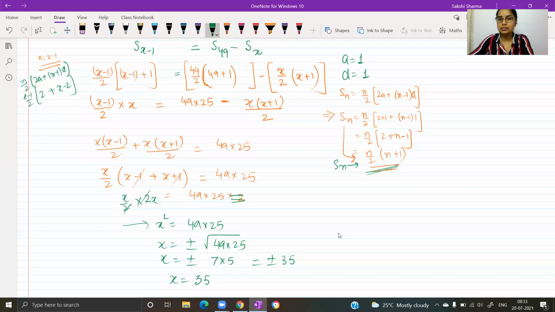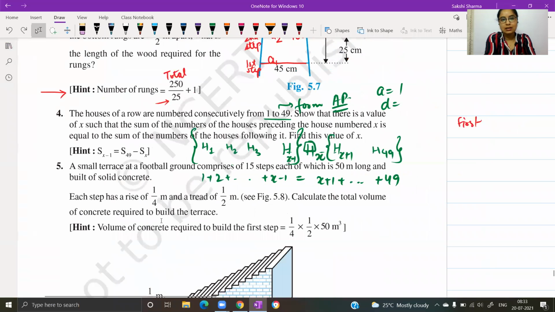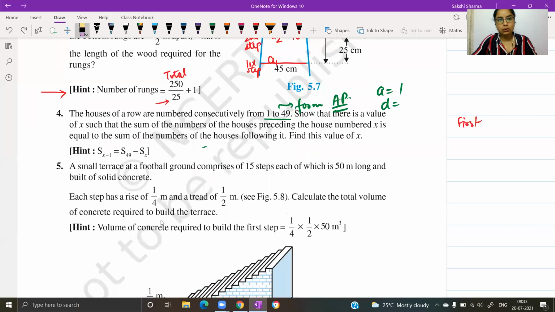Anybody else with any questions? Or if anyone's noting this down. Okay. The last question of the exercise. A small terrace at a football ground comprises of 15 steps, each of which is 50 meters long and built of solid concrete. Each step has a rise of 1/4 meters and a tread of 1/2 meters. Calculate the total volume of the concrete required to build the terrace.